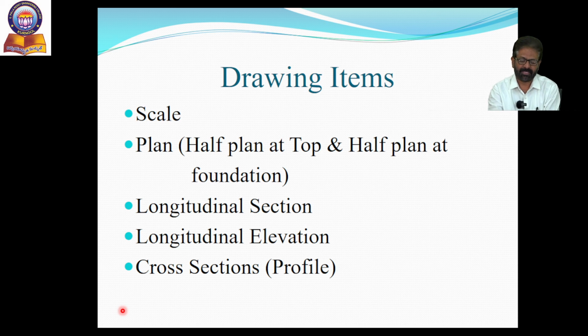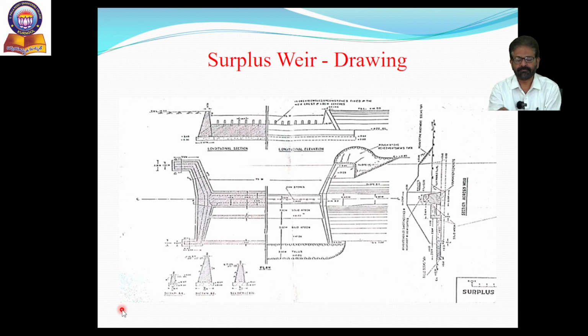Plan, as mentioned earlier, is the top view. It should be half plan at the top and half plan at foundation, longitudinal section, longitudinal elevation, and also cross sections. We can see here. Let me explain this drawing in brief. This is the drawing of a surplus weir which we designed. After completion of the design of the structure, we now observe this drawing and its features. This is called plan.